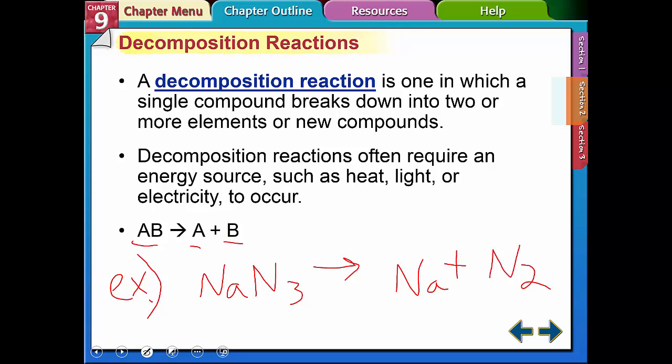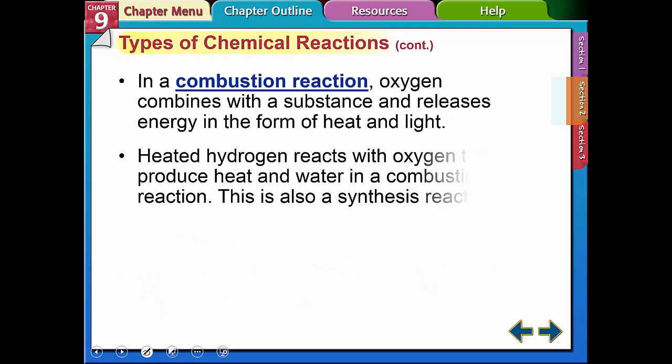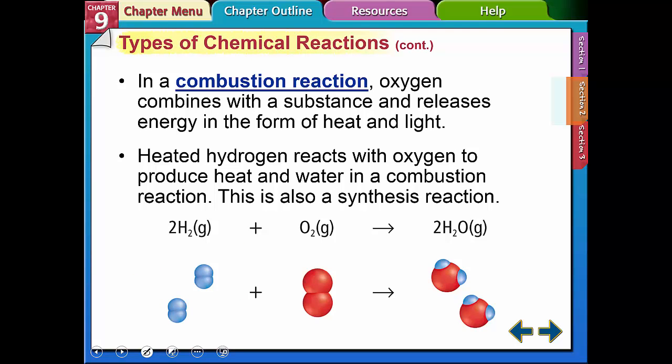All right, now the third type, a combustion reaction, you are combining oxygen with another substance. So a giveaway for a combustion reaction is that oxygen by itself, O2, as a gas, has to be a reactant in order for it to be a combustion reaction. So in this example here, hydrogen gas is reacting with oxygen gas to produce water.